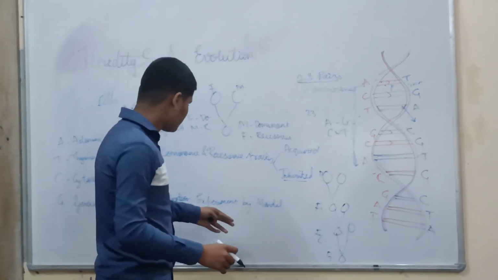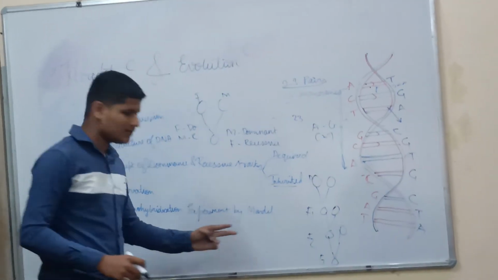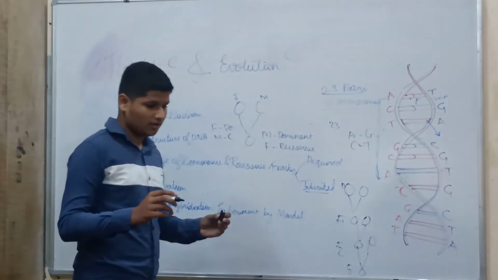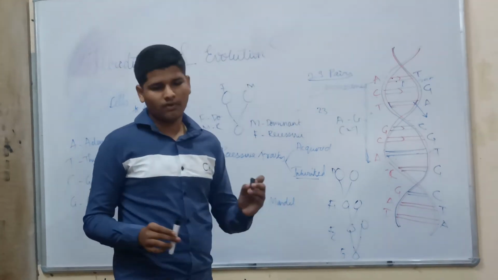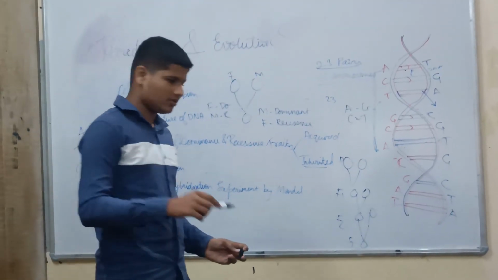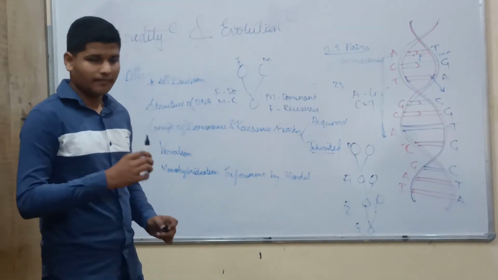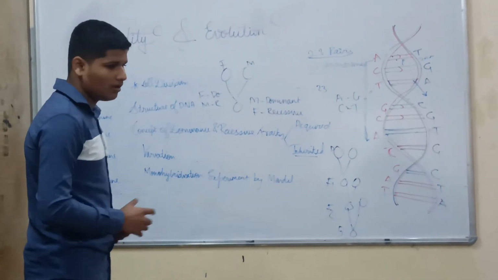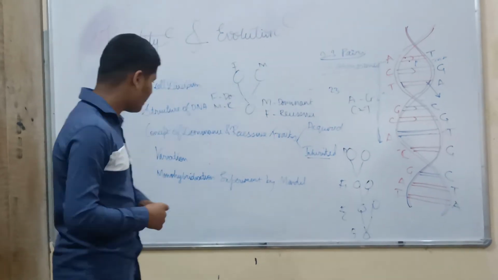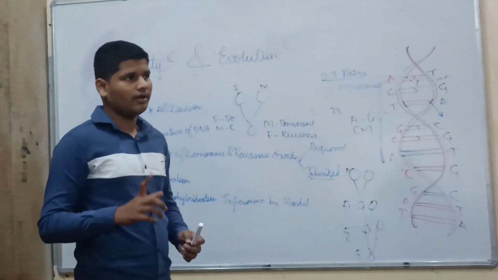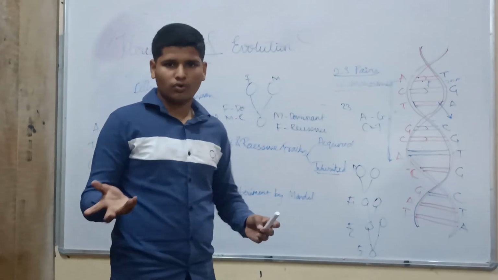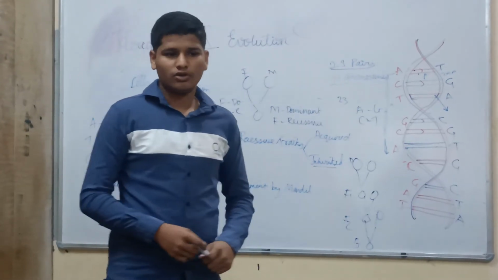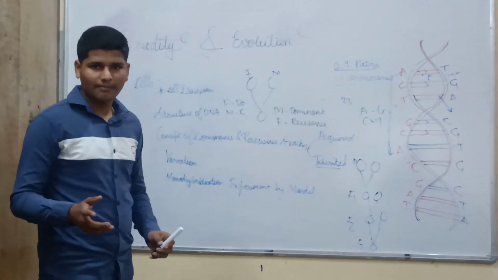The monohybridization experiment by Mendel. There was a curious scientist, Mendel, who thought: if organisms of different characters are crossed, then what will be the result? So he took pea plants. Why pea plants? Pea plants can be grown in 1 month, and it's easy. If the experiment fails, you can plant them again and study them.